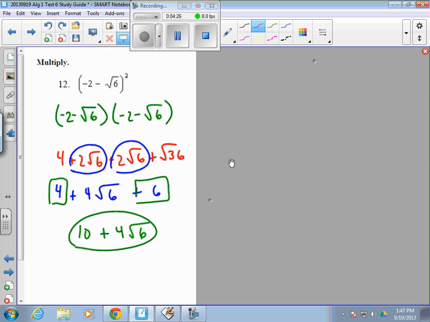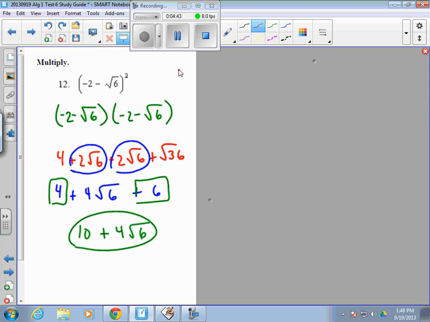Number 12 says we get negative 2 minus the square root of 6, squared. Multiply that whole thing by itself. Negative 2, and then you FOIL it out. Negative 2 times negative 2 is positive 4. Negative 2 times negative square root of 6 is positive 2 times the square root of 6.